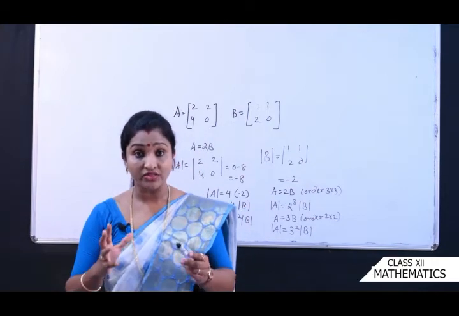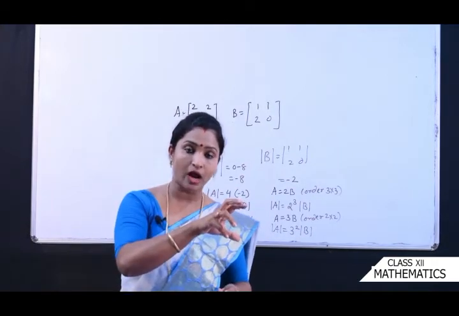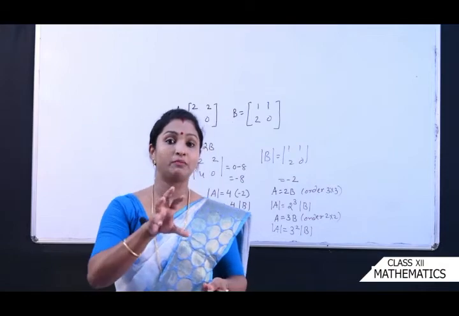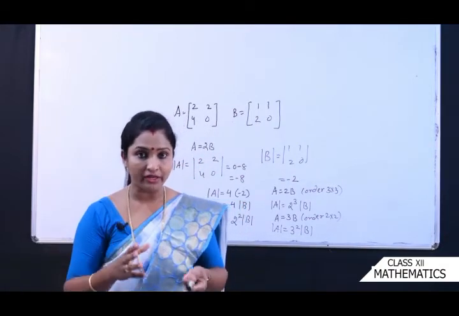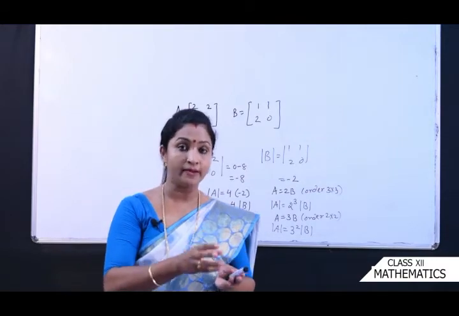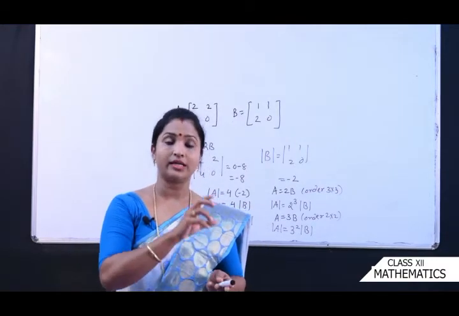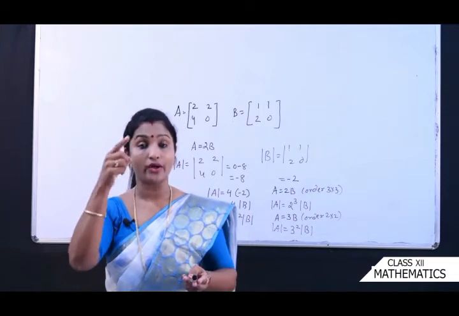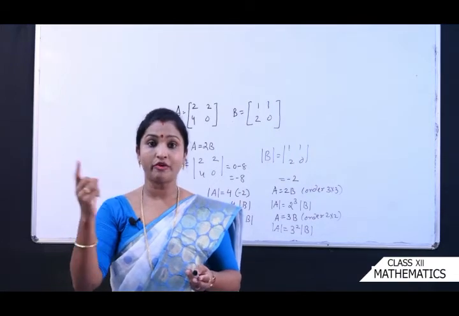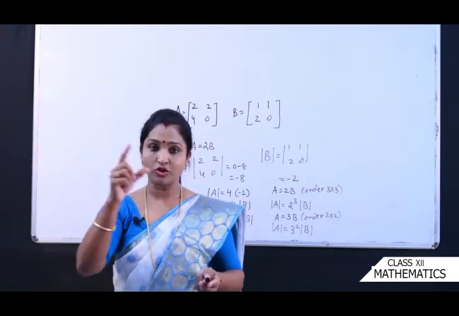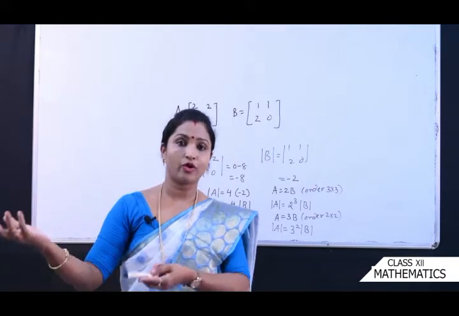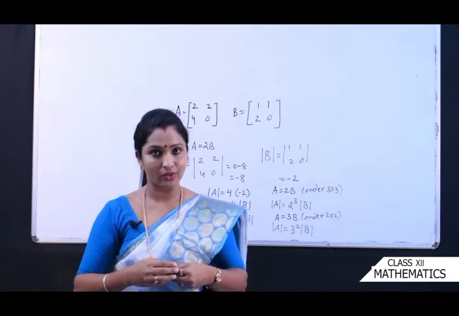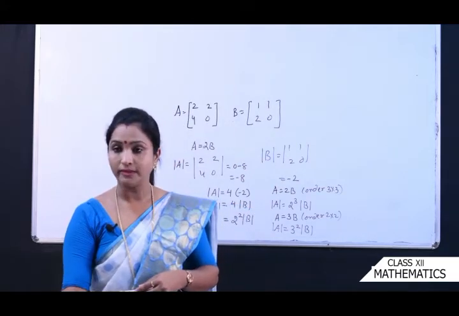Because in a matrix, if you have a constant outside, that element gets multiplied with each and every element inside the matrix. But in case of a determinant, if a constant is outside, that constant is multiplied to a particular row or a column. So when you take out from each row, first row, second row, third row, the power will be according to the order of the matrix. Okay, is that clear?